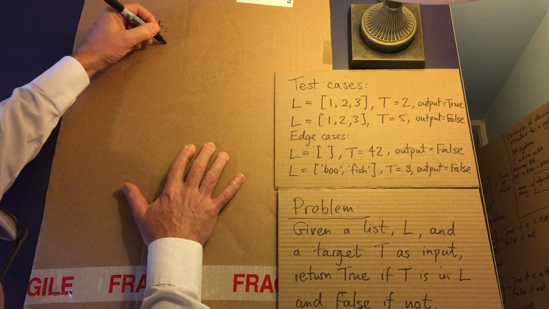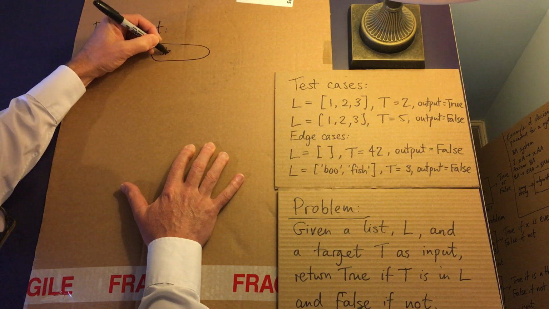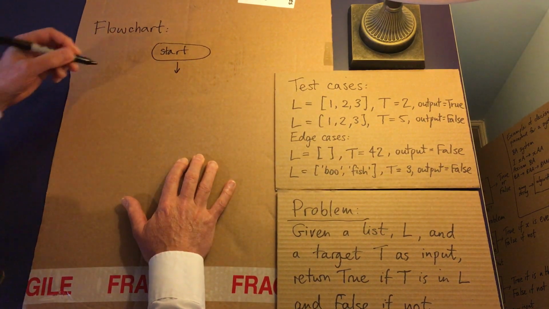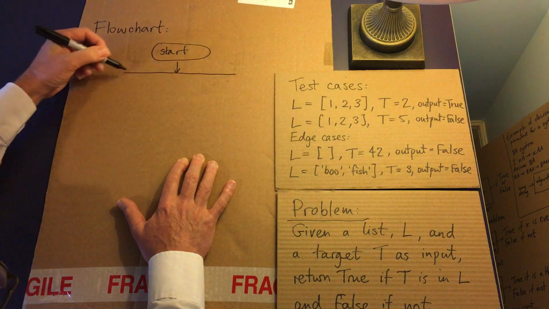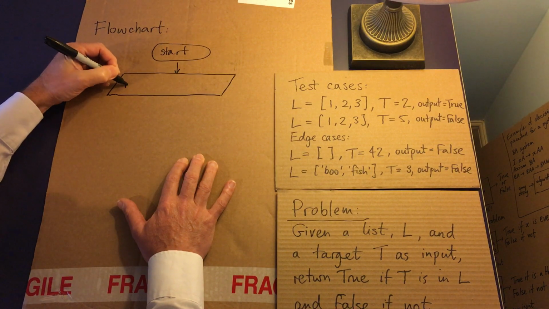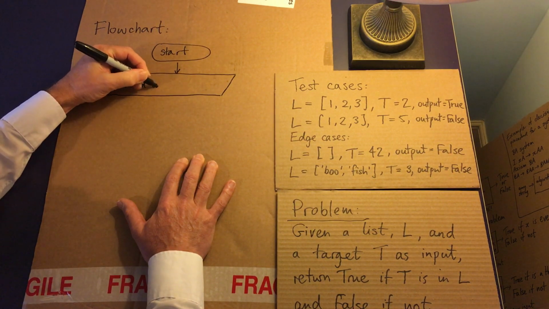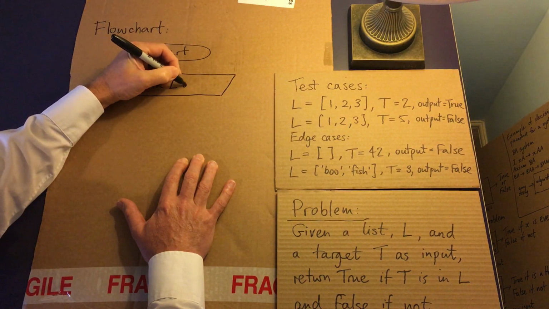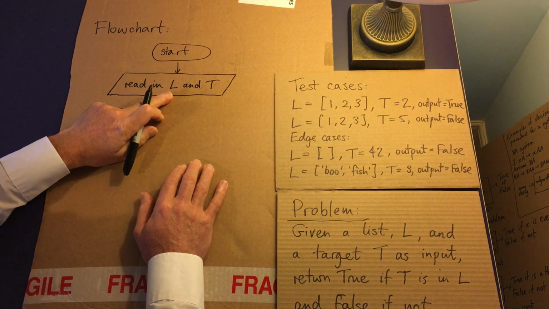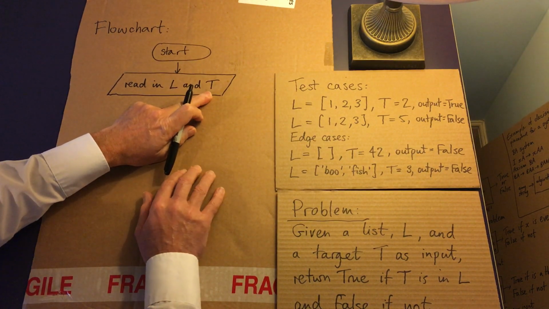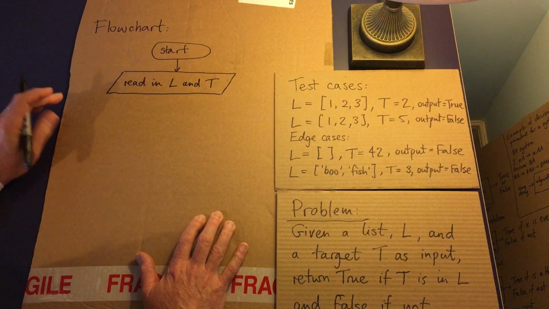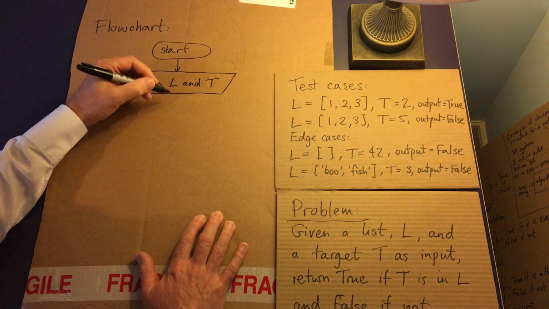So in a flowchart, we have a blob that says start in it, and that tells your human where to start. And the first thing we do is we want to read in the input, and we have a parallelogram box for that. So we read in L and T. So in other words, we set up L to have the input value, and we set up T to have the input value. And we'll give our automaton some example values.